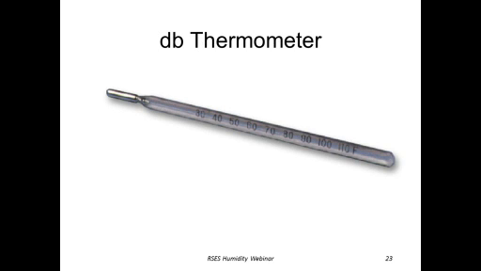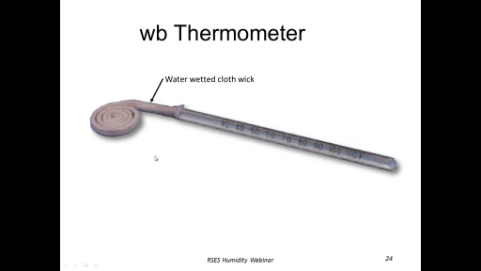This is a good look at a dry bulb thermometer. You can see down here where the sensing portion of it is, there's nothing on it. It's just plain glass. This particular one has mercury in it. A wet bulb thermometer, as I said, is nothing but a dry bulb thermometer.